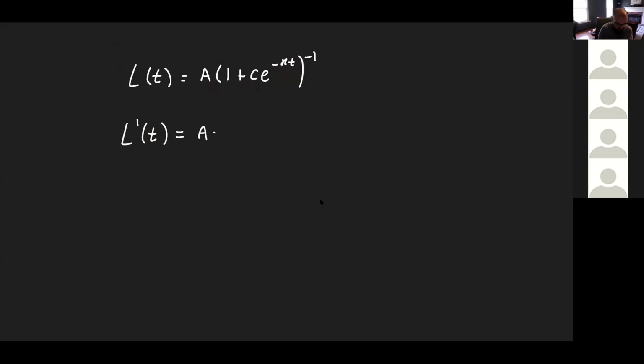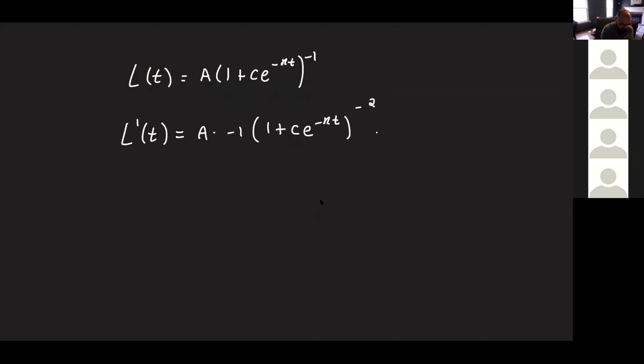And then what we're going to do is use the power rule and chain rule on this piece. Right, so we're going to get negative 1. We'll bring that down. We're using the power rule here. We're going to leave our inside alone, 1 plus c e to the minus kt, and we're going to multiply this by the derivative of our inside function.